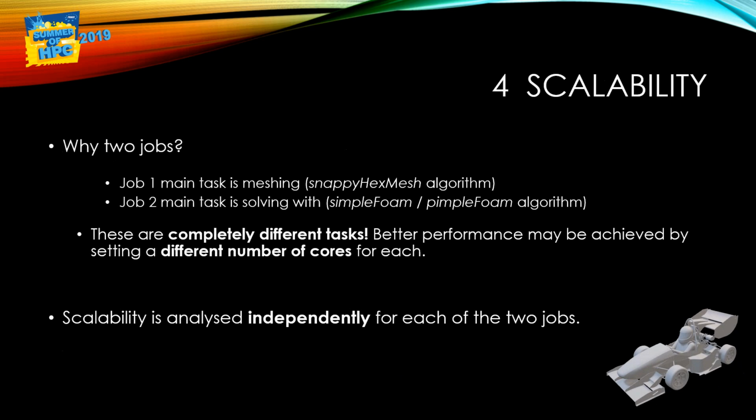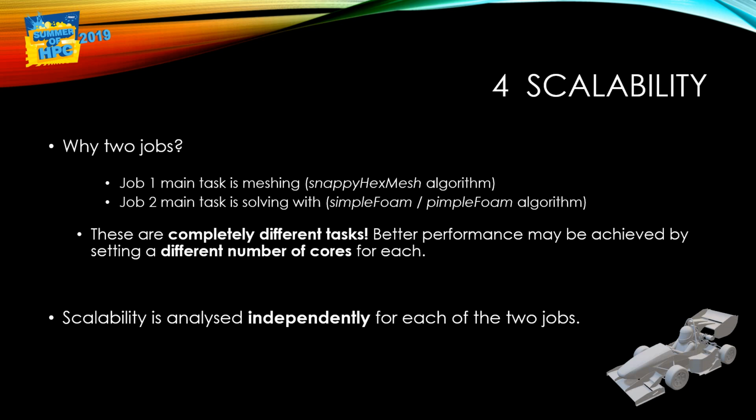But why 2 different jobs? Meshing and solution are very different tasks, based on different algorithms that essentially have different requirements. By splitting the simulation into 2 jobs, the user can define a different number of processors for each part of the simulation, and therefore get closer to the optimum number of processors for each of them, instead of being forced to look for a compromise.